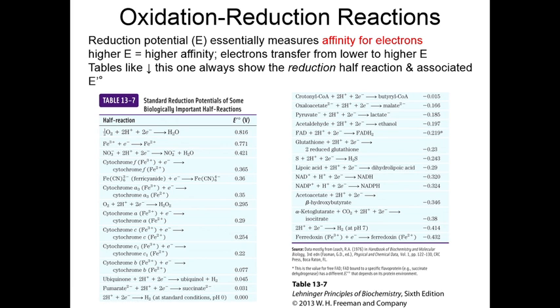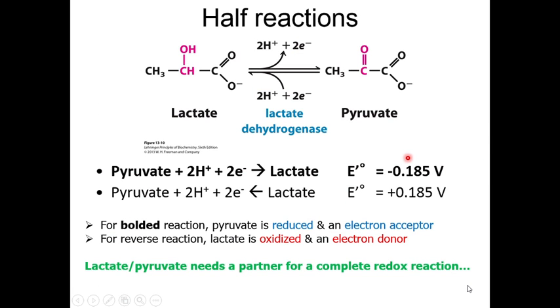So before we understand and calculate the reduction potential for the lactate to pyruvate reaction, let's look at the half reaction here. And the half reaction says that pyruvate going to lactate has an E0 of minus 0.185 volts, whereas lactate going to pyruvate, the reverse reaction, has an E0 of 0.185 volts. This is positive.